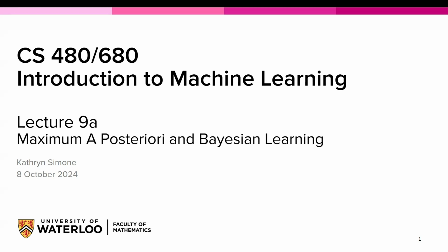Welcome back to CS 480-680. This is Introduction to Machine Learning as taught at the University of Waterloo in fall 2024. This is lecture 9, specifically part A of lecture 9, and we're going to be talking about maximum a posteriori as well as Bayesian inference.